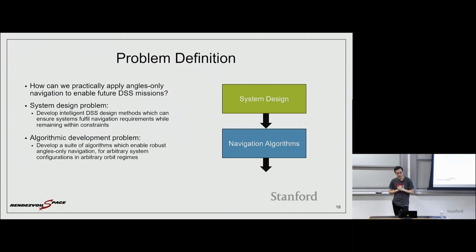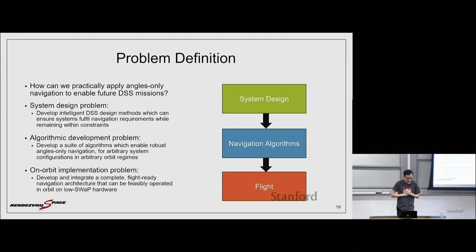We also have then an algorithmic development problem. So once we have designed the system, having a set of algorithms we can apply to actually achieve angles-only navigation in practice for, ideally, general orbit regimes and general distributed system arrangements. And finally, we have this on-orbit implementation problem. So having done these two things, how do we actually practically implement that in the sense of being able to fly it on a spacecraft?